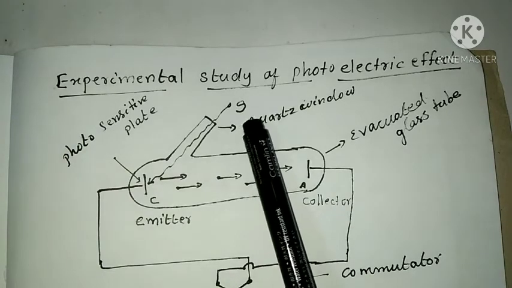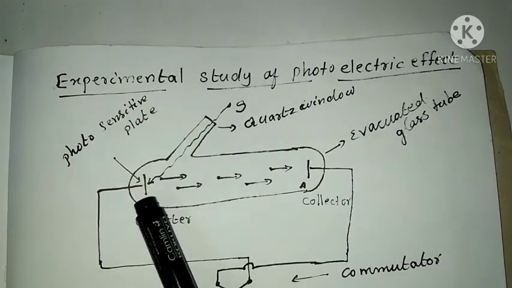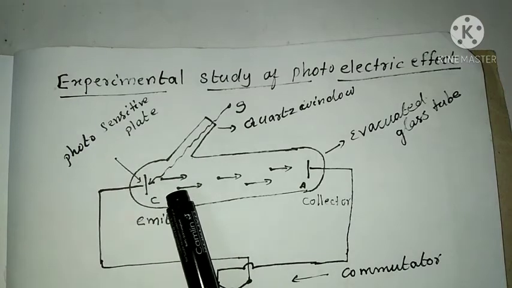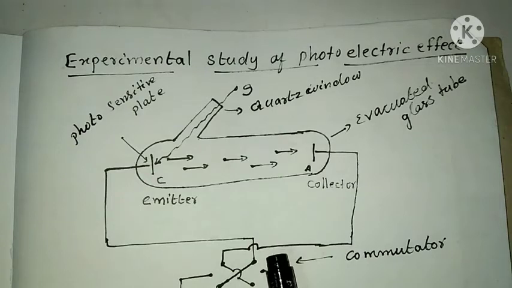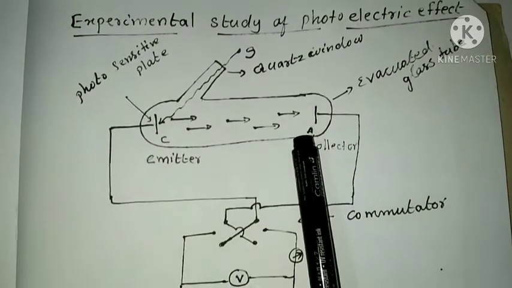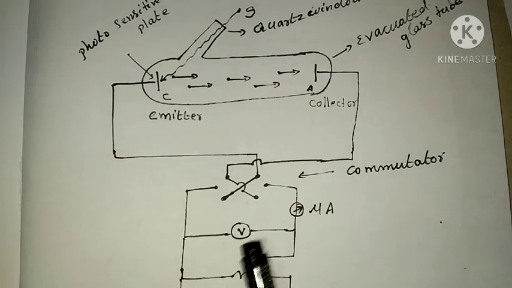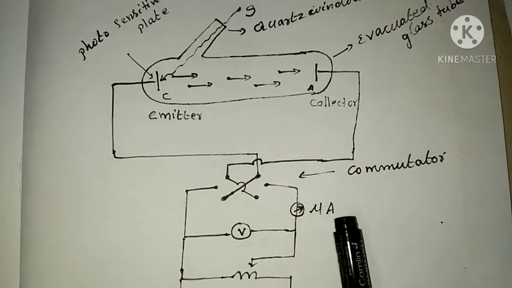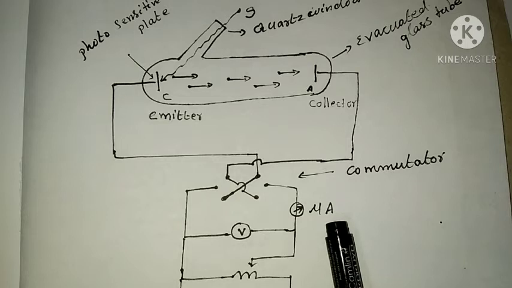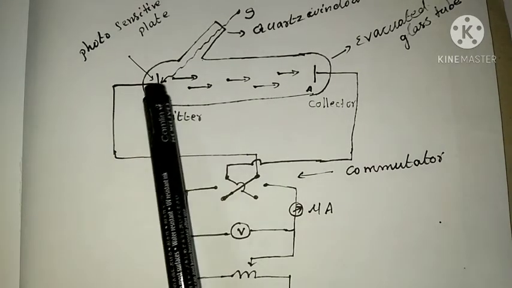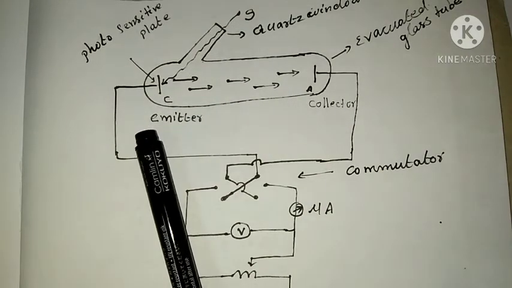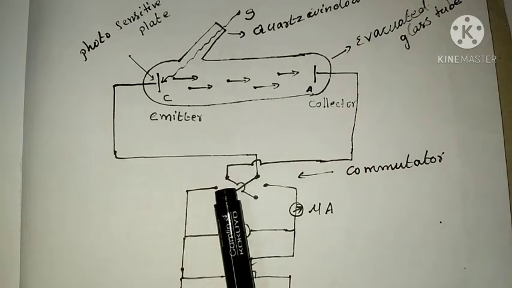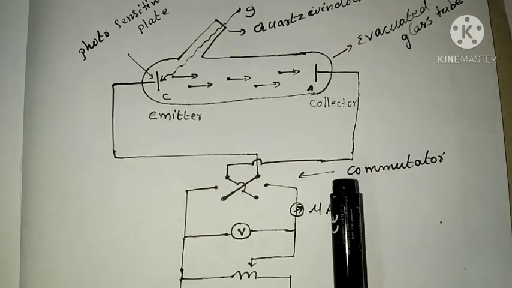So when the light falls on the cathode, that is the emitter plate, electrons are emitted, then the current flows through the circuit. The potential difference between the cathode and the anode is measured by the voltmeter, and the current flowing through the circuit is measured by the microammeter. We can vary the photocurrent by varying the potential difference between the collector and the emitter plate. And the intensity and the frequency of the incident light also we can vary.